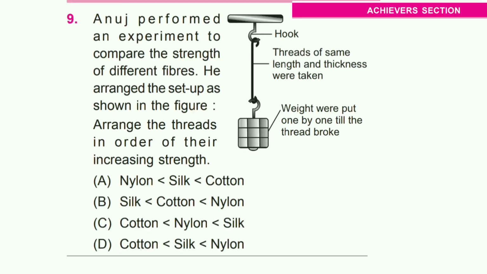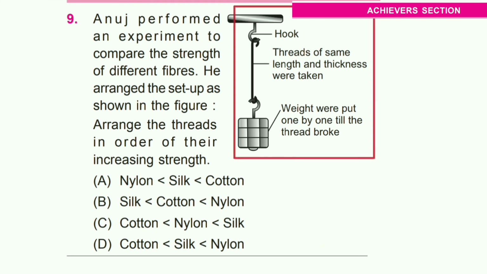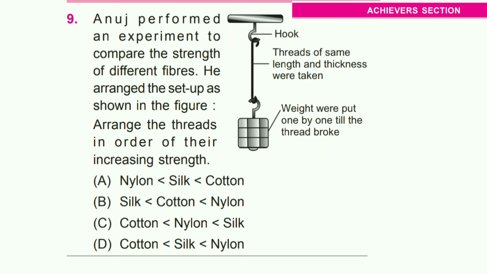Achiever section. Question number 9. Anju performed an experiment to compare the strength of different fibers. He arranged the setup as shown in the figure. Arrange the threads in order of their increasing strength. This is the given setup. This is the hook. Threads of the same length and thickness were taken. This is the weight. Weights were put one by one till the thread broke.